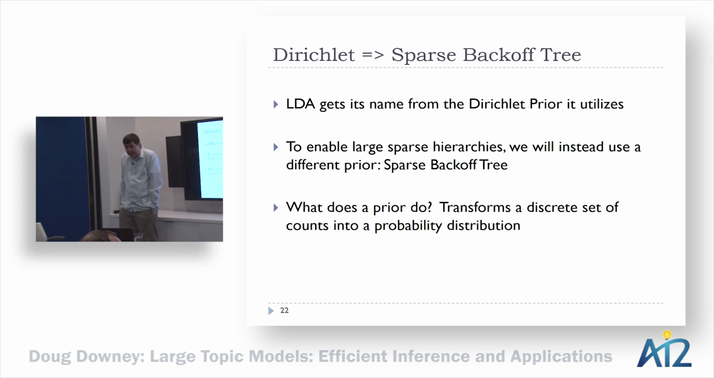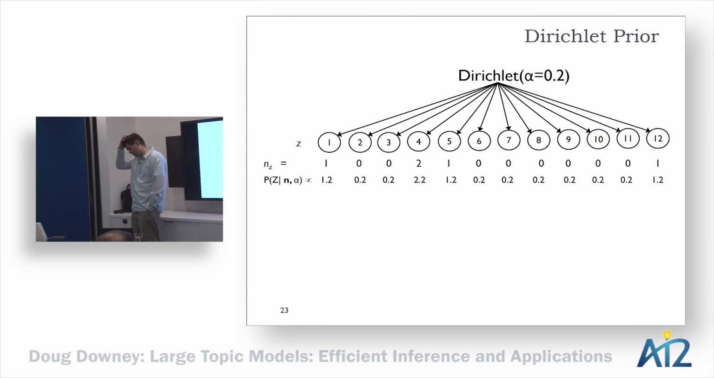All right, and the idea behind this is actually very simple. I can really describe everything about the idea in 5 minutes or so, so that's what I'll do. LDA gets its name from the Dirichlet prior that it uses. We're going to use a different prior. We're going to swap out the Dirichlet for this thing I'll call a Sparse Backoff Tree. And for the purpose of the next 5 minutes, think of a prior as transforming a discrete set of counts into a probability distribution. So here's the Dirichlet.